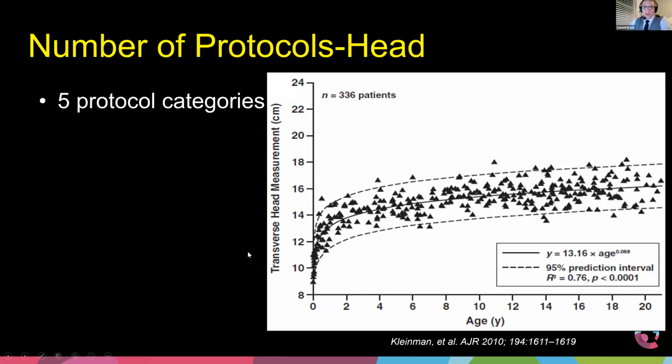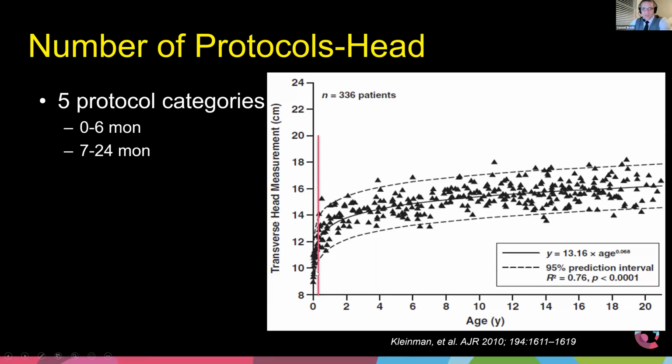So the first step here is, if the head is changing logarithmically in size, how many protocols should we use? I'll give you an example of how we do it here. We're a pediatric center, of course, but we chose to make a protocol that covers just 0 to 6 months. And why is that? You can see the most change in the head diameter is in those first 6 months.